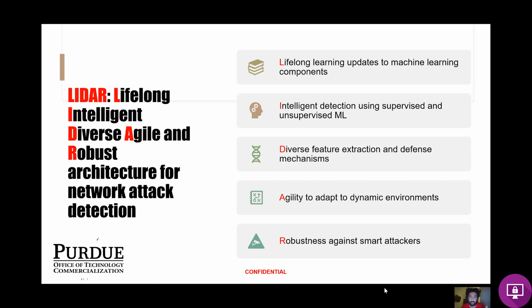Now, the architecture that we present has five distinctive features. One is lifelong learning. It can update itself to have a long lifetime by updating the machine learning components themselves. It relies on both supervised and unsupervised machine learning modules to detect both attacks for which we know the signature as well as anomalies. It relies on diverse feature extraction, which adds robustness, and it's agile in dynamic environments, which is a very important feature, and robust against smart attackers.